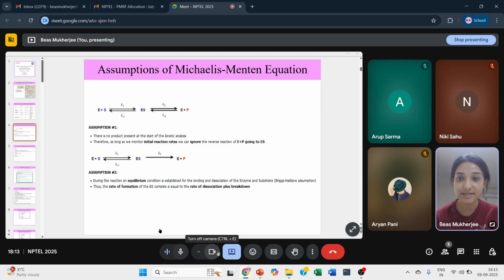The next assumption is that during the reaction, an equilibrium condition is established for the binding and dissociation of the enzyme and substrate. So this is called the Briggs-Haldane assumption. Okay, and thus the rate of formation of the ES complex is equal to the rate of dissociation plus breakdown. Okay, this is the second assumption. So this equilibrium that you're seeing in this reaction, this is what is being talked about. Okay, so the rate of dissociation plus breakdown is equal to the rate of formation of the ES complex. Okay.